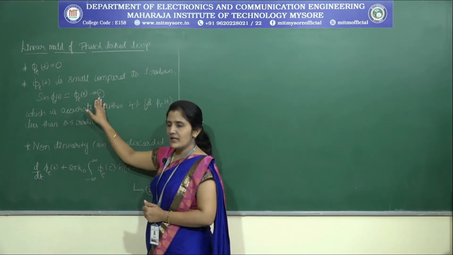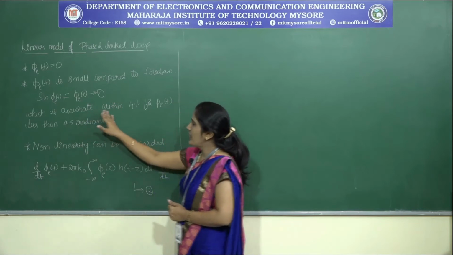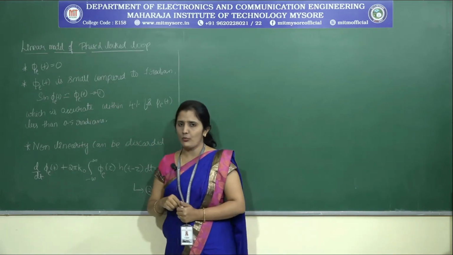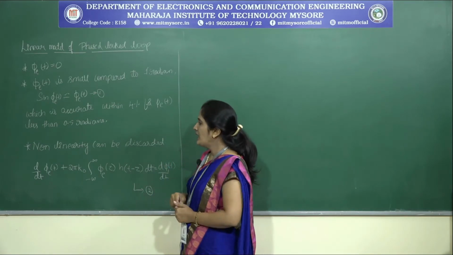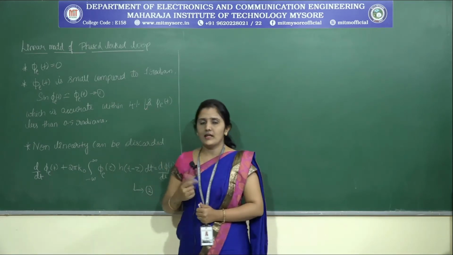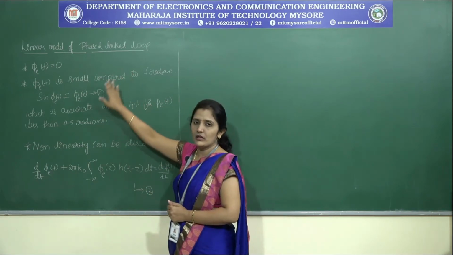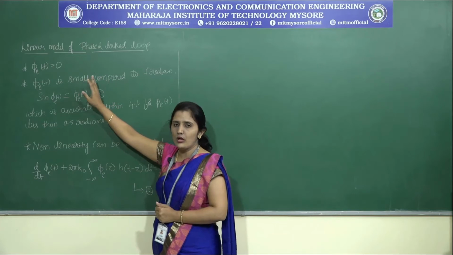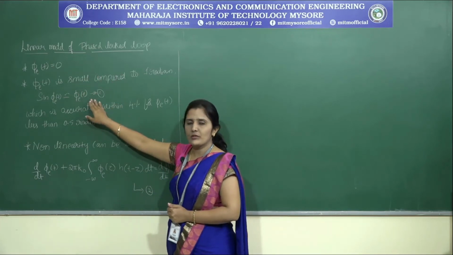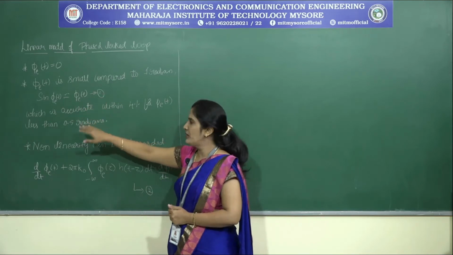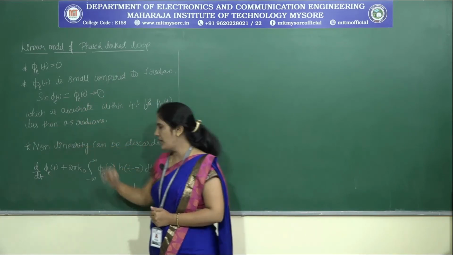Let us consider this as equation 1, which is accurate within 4% for phi e of t less than 0.5 radian. Here the non-linearity will be discarded by using this particular term. That is, phi e of t is approximately 0, or we approximate sin phi e of t as phi e of t, which is less than 0.5 radian.